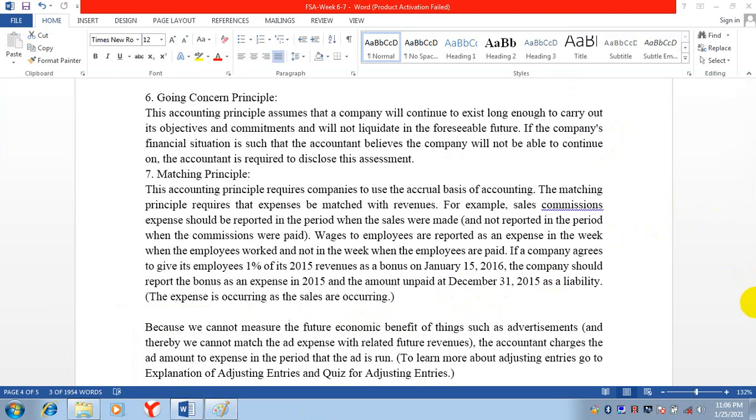Because we cannot measure the future economic benefit of things such as advertisements, and thereby we cannot match the advertisement expense with the related future revenues, the accountant charges the advertisement amount to expense in the period that the advertisement is run. To learn more about this, leave this.